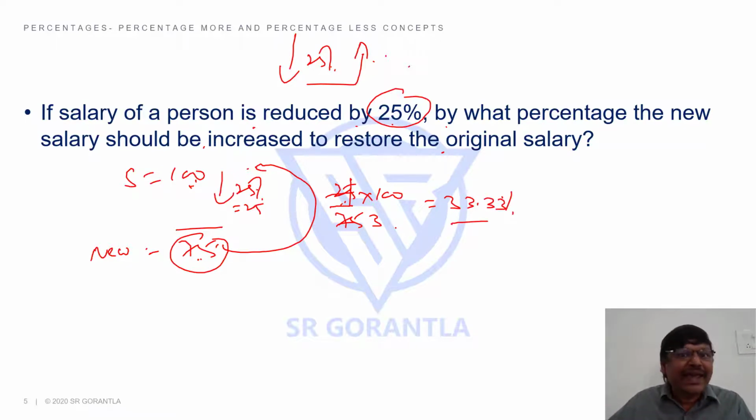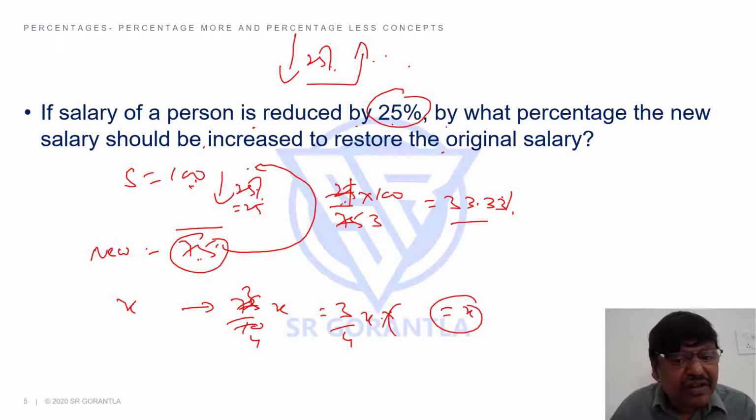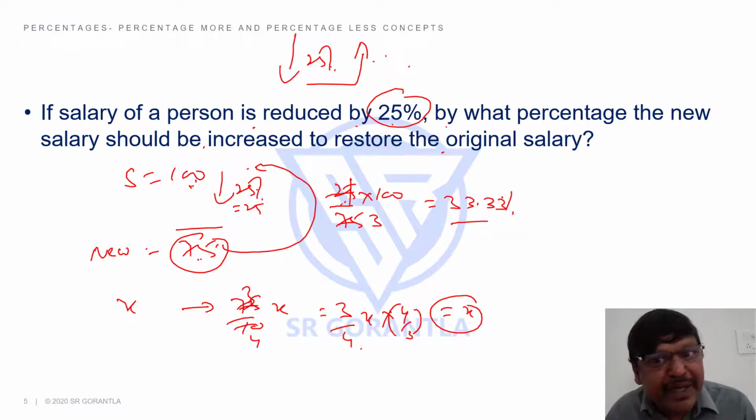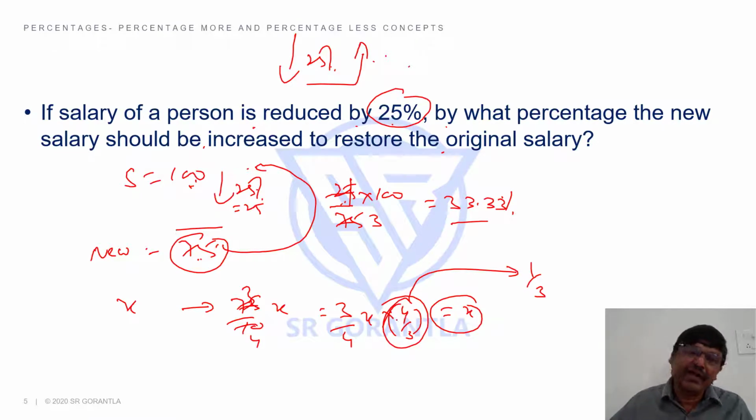Right? Or I can say, if the salary is X, second approach, when you are reducing by 25%, the new salary is 75% of X or 3/4 of X. If you want to get back to X, you should multiply this with what? 3 by 4. If you multiply with 4 by 3, it will become X. So you want to make it 4 by 3 times. 4 by 3, when you say how much it is more than 1? 1 by 3 more. 1 by 3 is 33.33%. Right? Same question. It's asked differently.